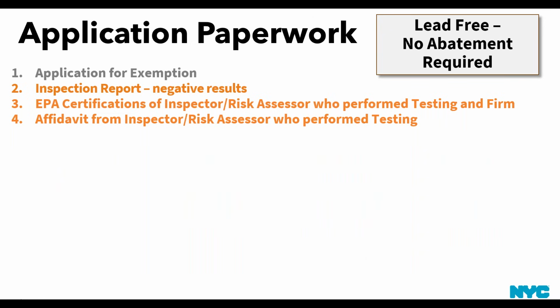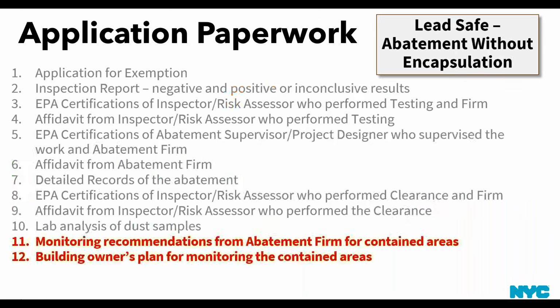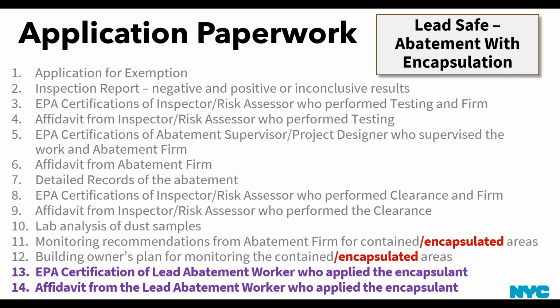So really quickly, we can just look at this one more way by seeing the kinds of application paperwork required for each type of exemption. So if it's lead-free with no abatement required, we simply need the application itself and the testing records. If abatement was required, we're also going to need the records from the abatement firm and from the clearance firm. If we're pursuing a lead-safe exemption, we're also going to need the monitoring plan. And if encapsulation was also used in that lead-safe exemption, we'll need those documents from the worker who applied the encapsulant.